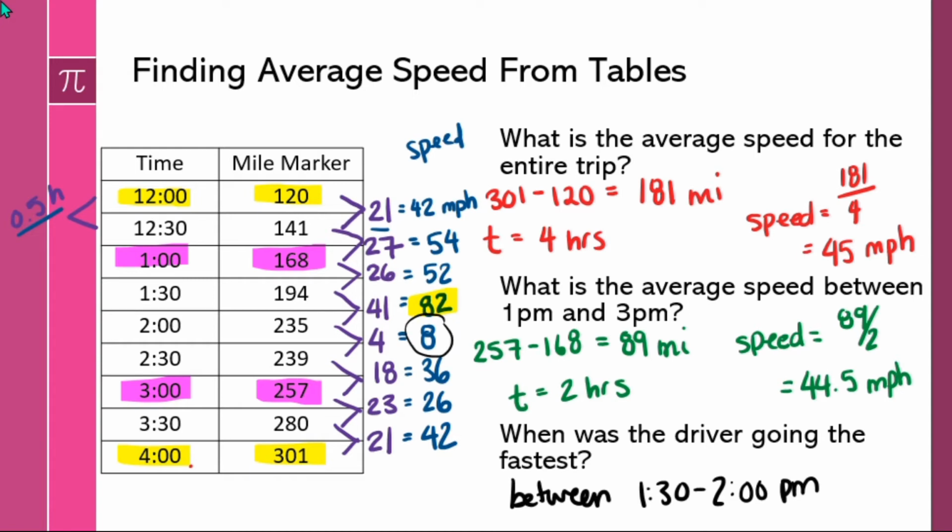Well, maybe you were going so fast that you got pulled over by a cop and you spent 20 minutes getting a ticket. Maybe you stopped for lunch. Maybe you stopped to go to the bathroom. There's lots of different things that can cause these fluctuations in average speeds over the trip.